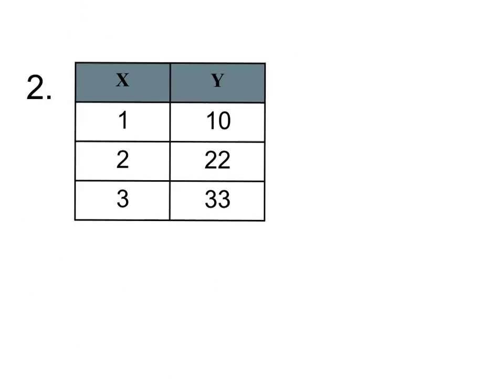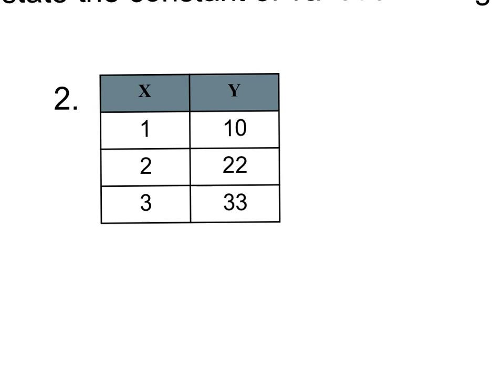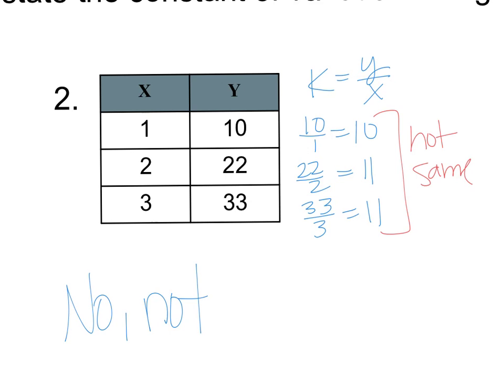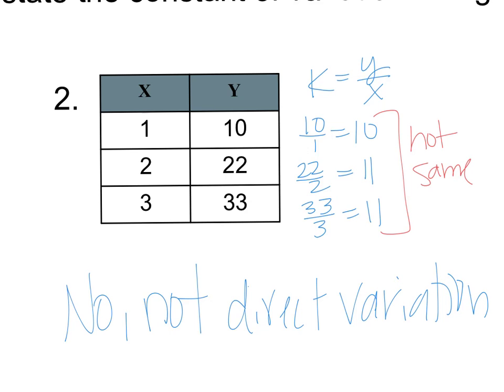If we zoom in here and look at number 2, again, when you have a table, to decide if it's a direct variation, you have to find k and see if it stays constant. So k is y over x. I'm going to do 10 divided by 1, I get 10. I'm going to do 22 divided by 2, I get 11. 33 divided by 3, I get 11. Those are not the same, which means this is not direct variation, because we don't get the same constant. So try the next ones I have for you.